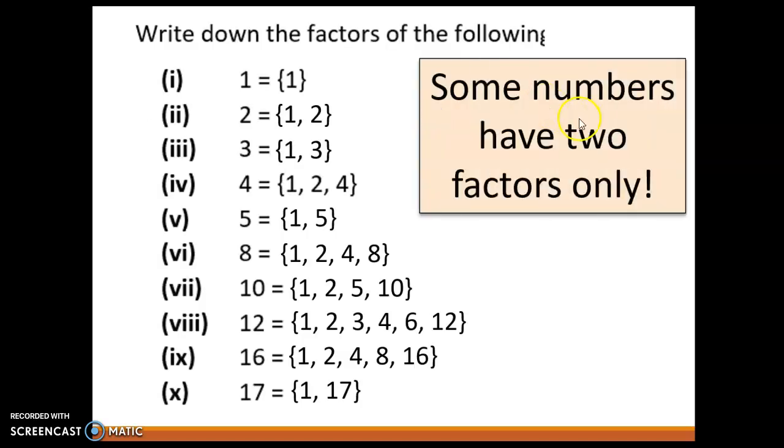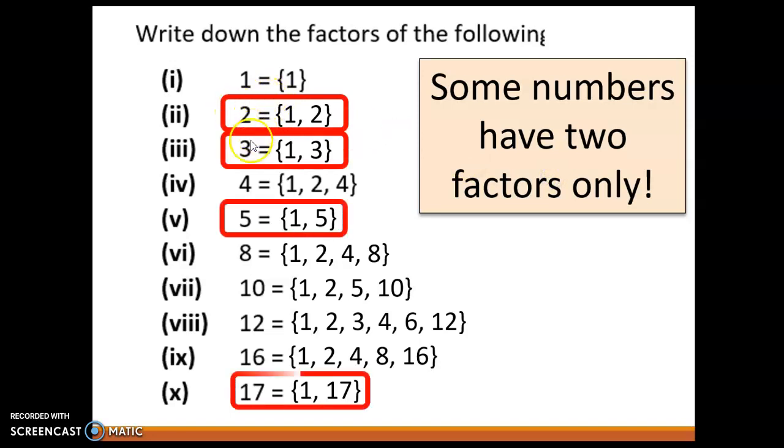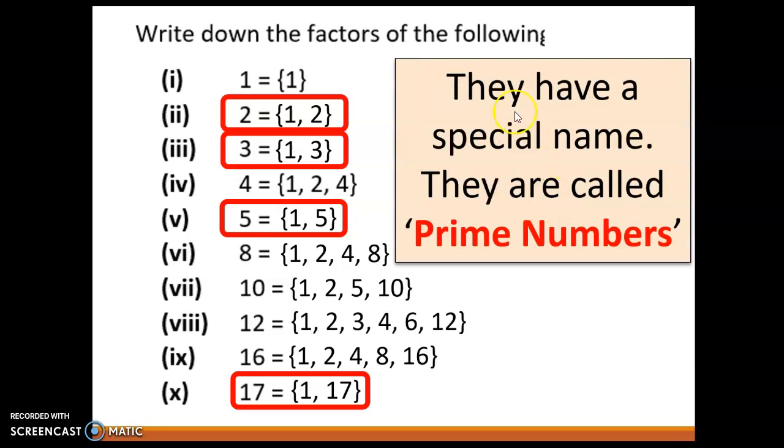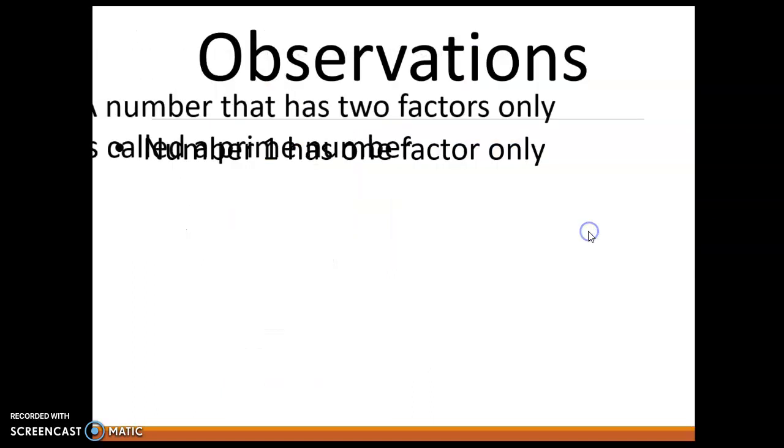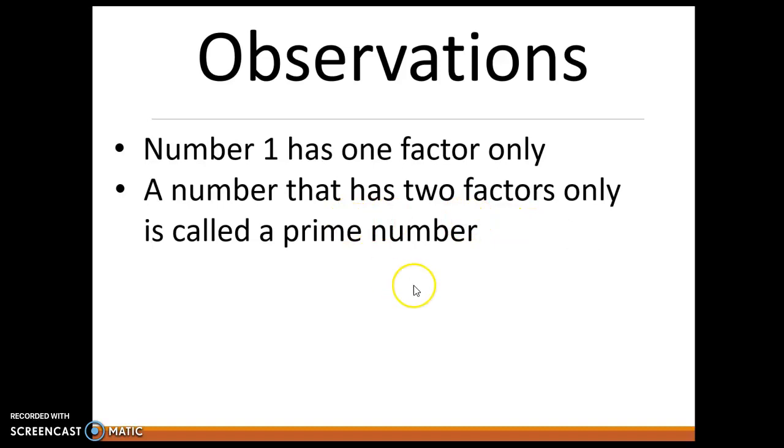The next thing is, some numbers have two factors only. So some numbers are, for example, 2, 3, 5, 17. So some numbers have two factors only, and they have a special name. They are called prime numbers. So any number that has two factors only is called a prime number.